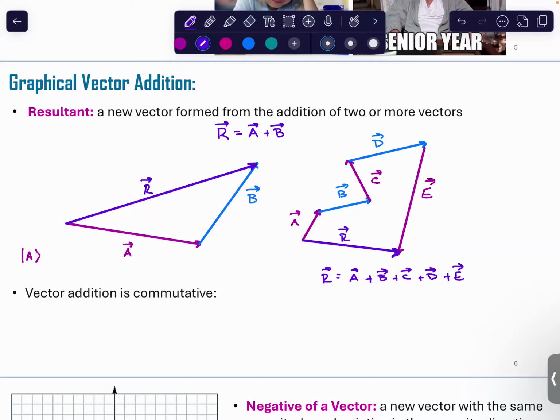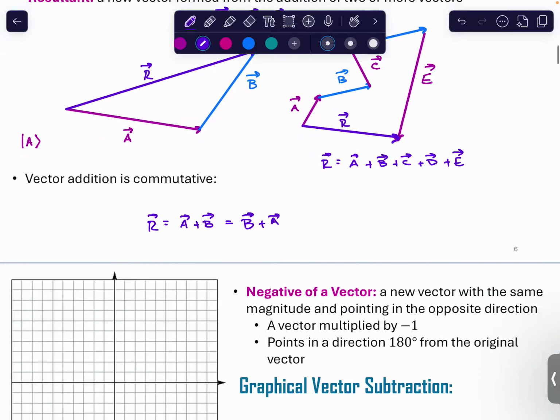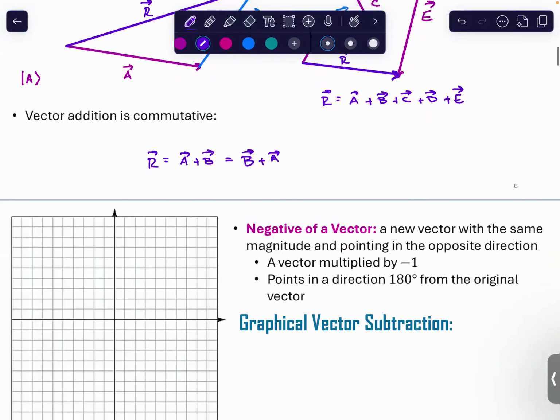So here's a fun one. Vectors are commutative. What does that mean? Yeah. So we could say if we had R equals A plus B, it also equals B plus A. Okay. We were asking this one on a quiz last semester, and a lot of people missed it.